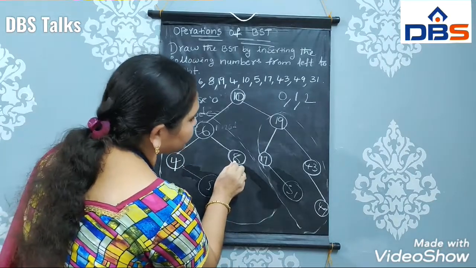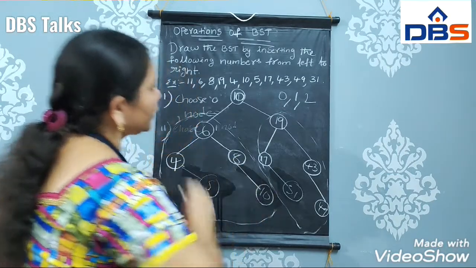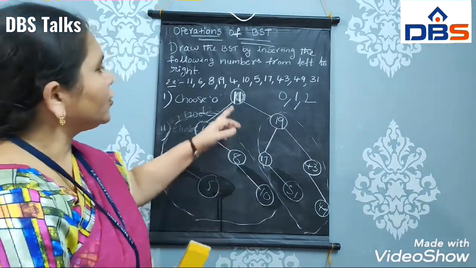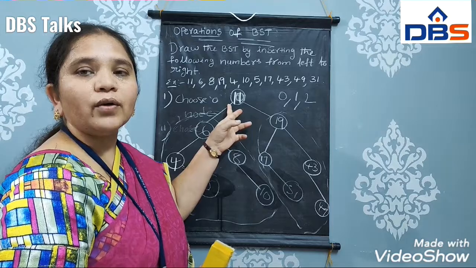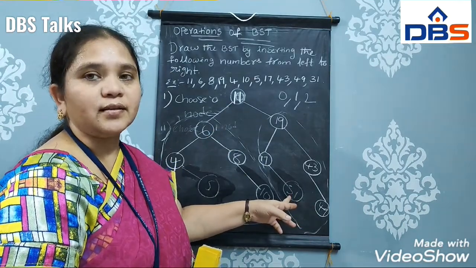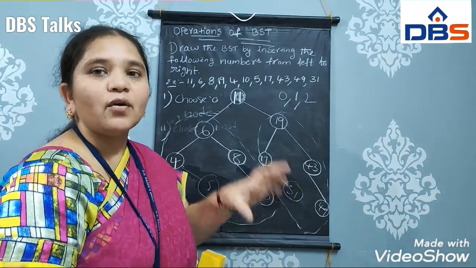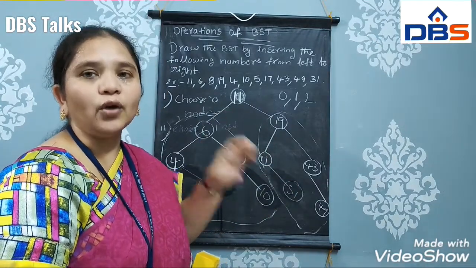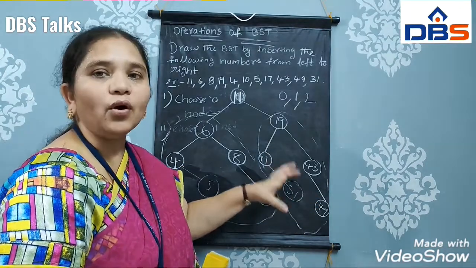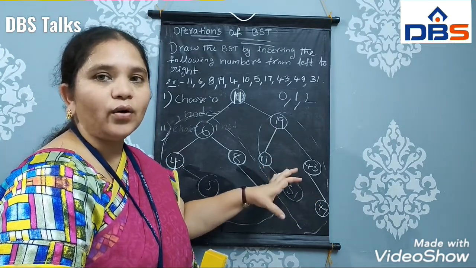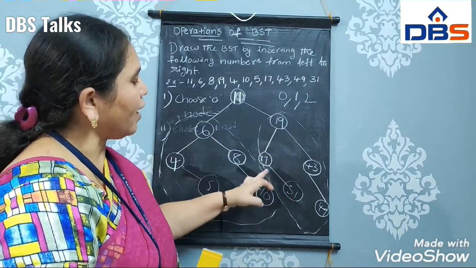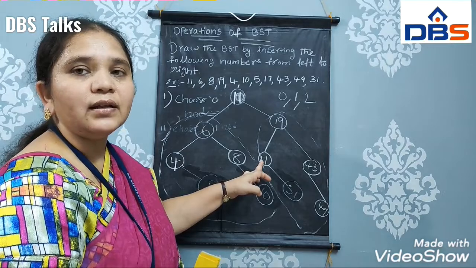Suppose we are going to use in-order successor. For example, we are going to delete the root node. We want to delete this, and we are using this in-order successor. In-order successor means we are choosing the least node from the right subtree. What is the least node we have? 17 is the least node.